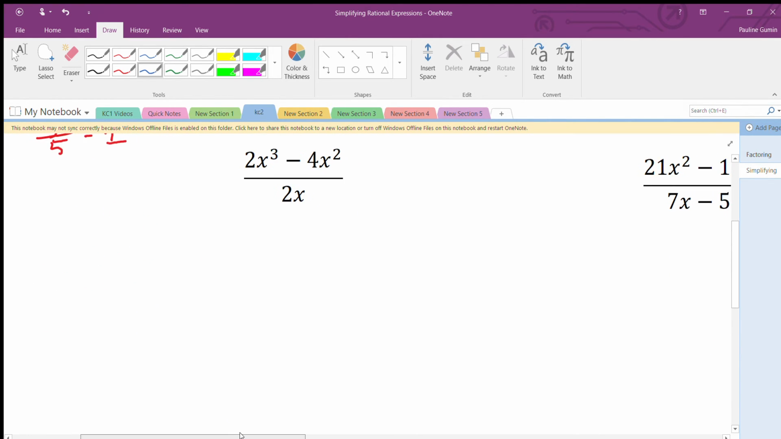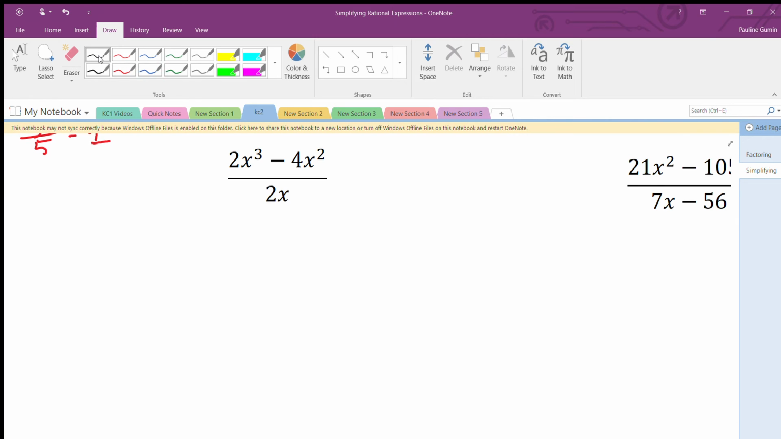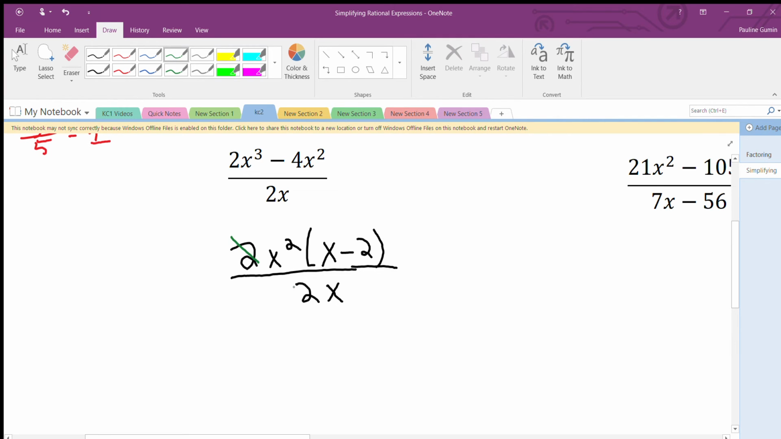Okay. Let's factor the top. I see a GCF there, 2x squared. I'm left with x minus 2. And on the bottom, I can't really factor anything out of that 2x. Let's reduce. I can reduce the 2's. And if I cancel out 1x from the bottom, I must cancel 1 from the top. So I'm just left with an x to the first. So just a regular x.